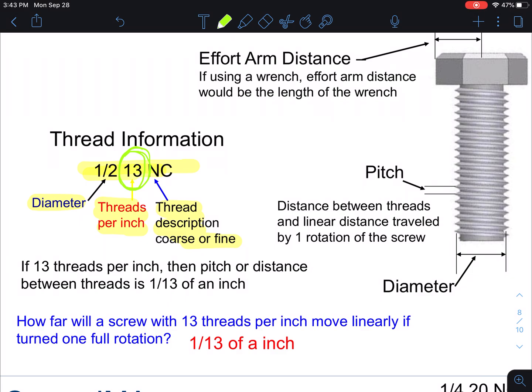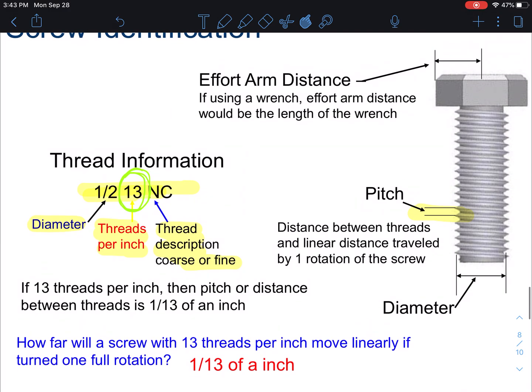So this right here on the right, this is the pitch. Okay, the pitch is the distance between two threads. So how far will a screw with 13 threads per inch move if you turn it one full turn? It's 1 divided by 13 because there's 13 threads per inch. Okay, so when we do these problems, we're going to be using this number here, threads per inch.